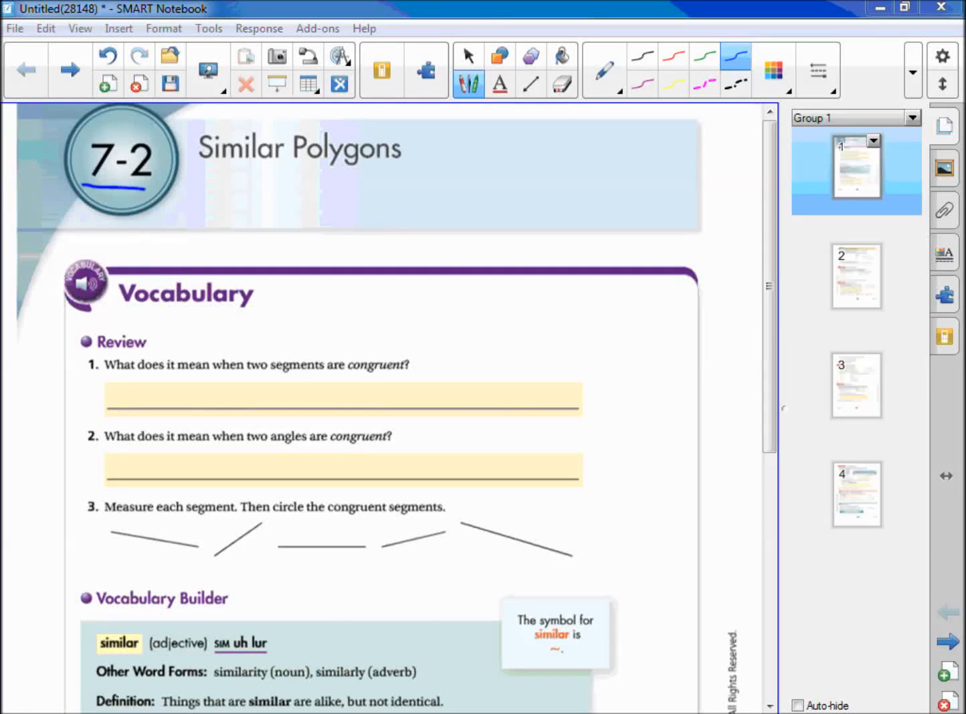Today we're covering section 7.2, similar polygons. And you might have learned about similar polygons back in Math 8 or pre-algebra somewhere, where you'd solve proportions to find the missing sides. So let's see what's going on in this section.